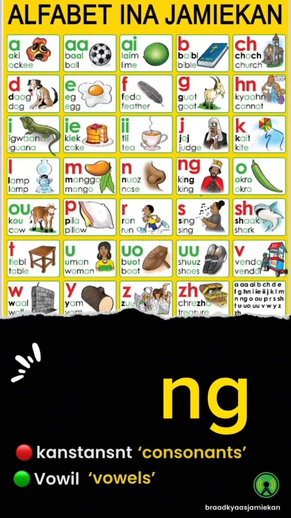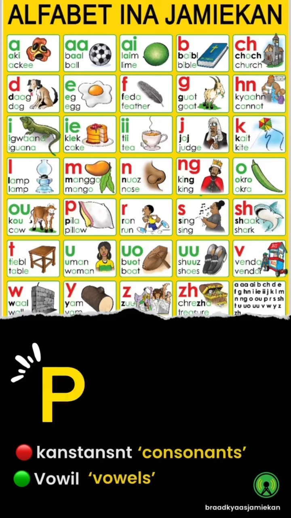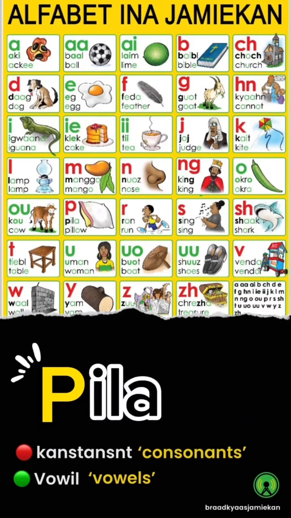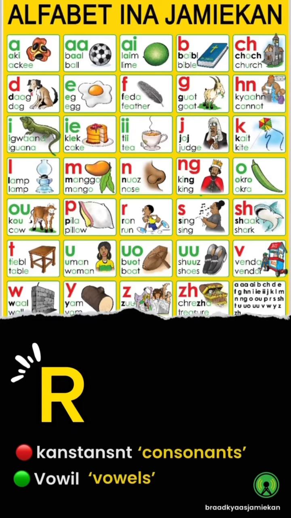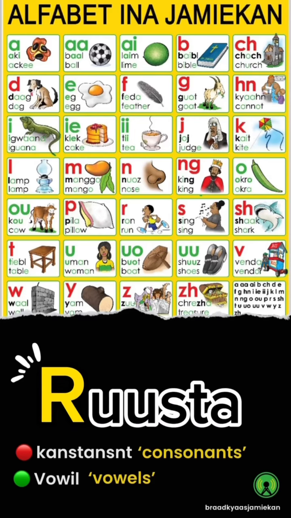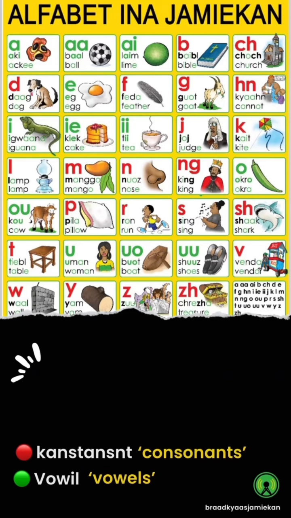Then you have the NG sound. That's the same sound you get at the end of king. Right? Bing, wing. Alright. The next sound is P, the P sound. Pillar, pork, porky. Then you have R, the R. Run, round, rooster, reggae.